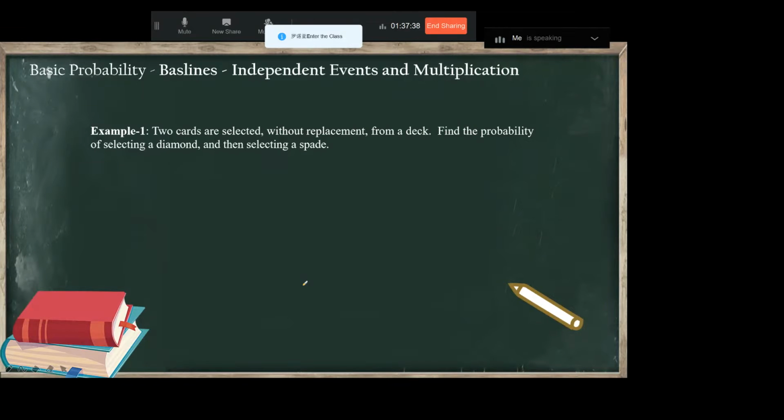Let's take an example. Let's say two cards are selected without replacement. We don't replace from a deck. Find the probability of selecting a diamond and then selecting a spade. I'm not so good at making diagrams. Okay, anyway.